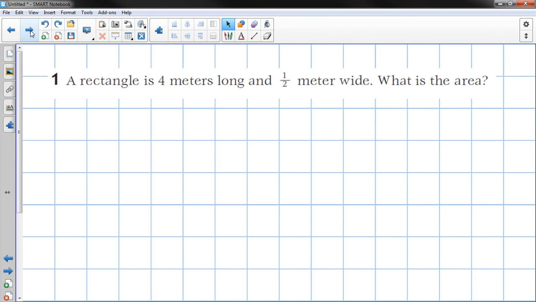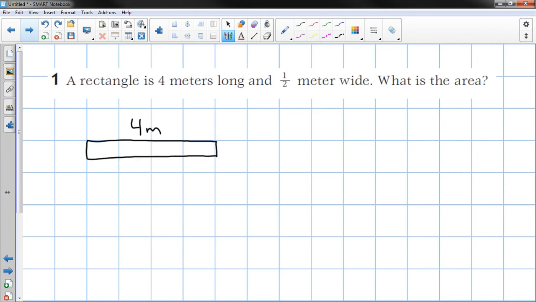Number one, a rectangle is 4 meters long and half meter wide. What is the area? All right, so let's draw a picture of that. So 4 meters long. 1, 2, 3, 4 meters. And a half meter wide. So I'm using graph paper, as you can see, to draw a visual there. So it's 4 meters by half a meter. What's the area? That's the space filled up inside.